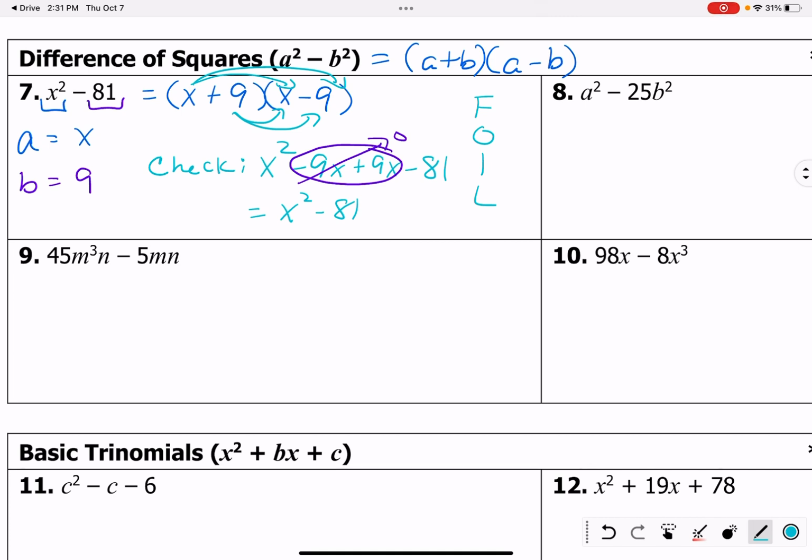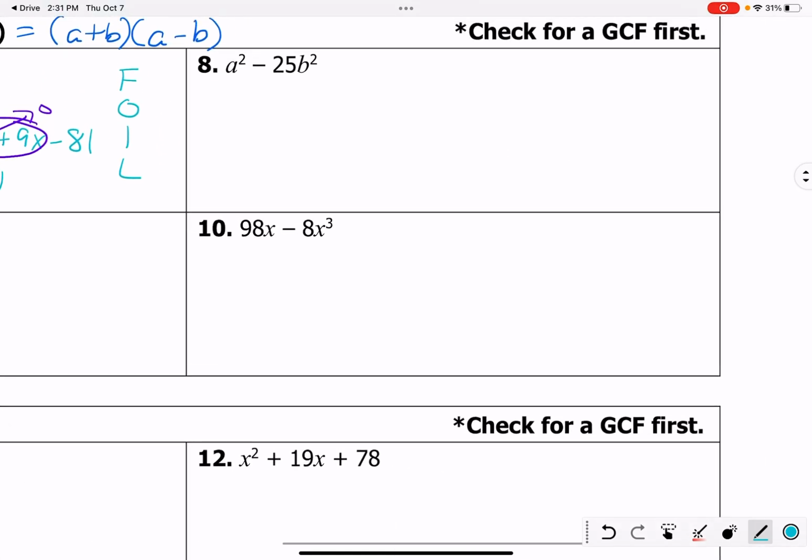Okay, all right, so that's number 7. Number 8, we got to make sure that we're in the situation. If we're not in the situation of difference of squares, then we're just going to say it's not factorable. Okay, all right, so a squared, certainly a squared term. We notice that 25 is a perfect square, and b squared is also a square term, and we are subtracting. All right, so that's what we're checking. First term is a square, second term is a square, and it's the difference of those.